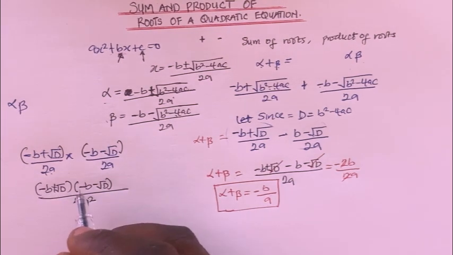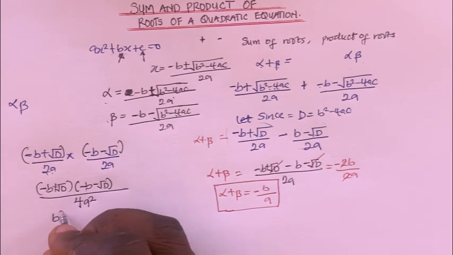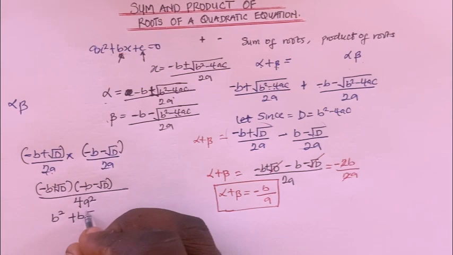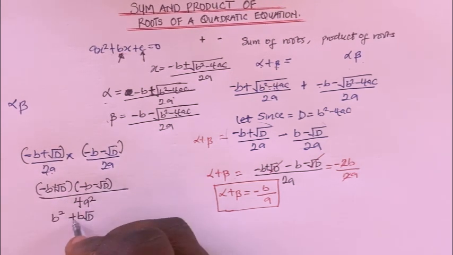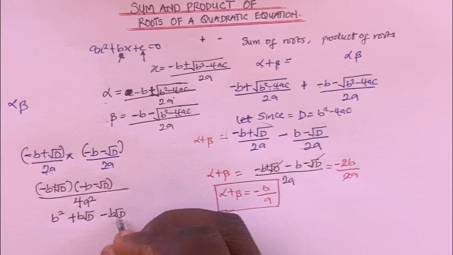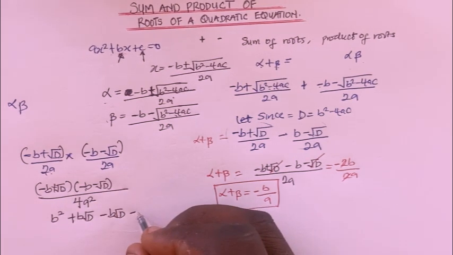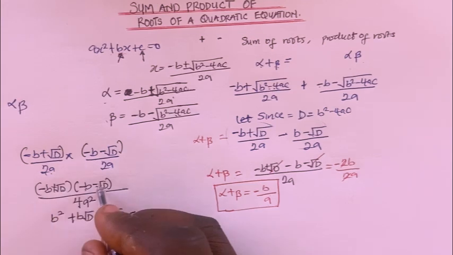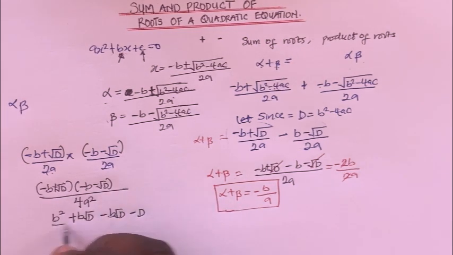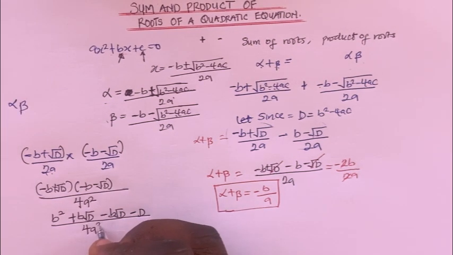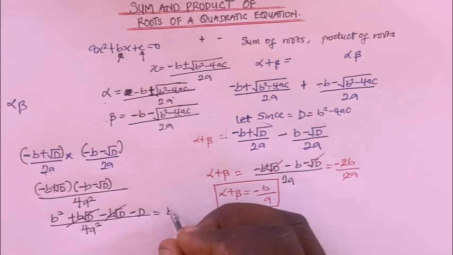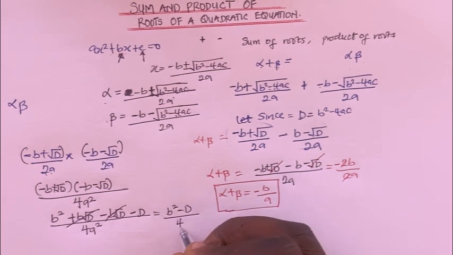Here I'm going to have minus b multiplied by minus b, that's going to give me b squared. Then this multiplied gives plus b root d, because minus and minus turn to plus. This multiplied gives another thing, minus b root d. Then plus root d multiplied by minus root d gives me minus d, because this root cancels this root. Then this is all divided by 4a squared. Let's simplify this. This cancels this out, so I have b squared minus d divided by 4a squared.